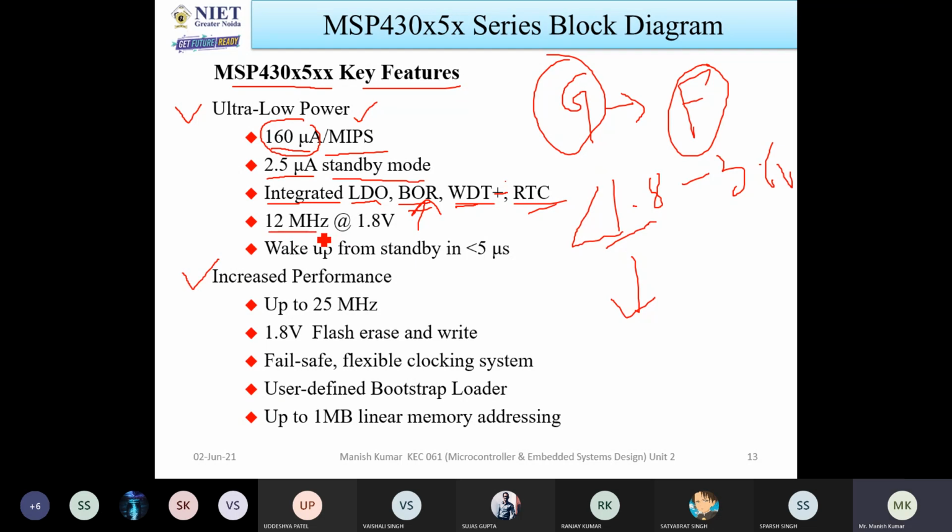It runs at a frequency of 12 megahertz at 1.8 volt. If you are supplying 1.8 volt, the frequency is 12 megahertz. And wake up from standby in less than 5 microseconds. Let us consider this system is in standby mode. Standby mode से उसे wake up होने में 5 माइक्रोसेकंड से कम टाइम लगता है. So you can say that it's faster. जैसे मान लो कि हमें सिस्टम शट डाउन करते हैं और सिस्टम स्टैंड बाय मोड में होता है, तो सिस्टम को ऑन करते हैं, तो it will take some time. So same way this controller also will take time, but it will take less than 5 microseconds. It's very useful.